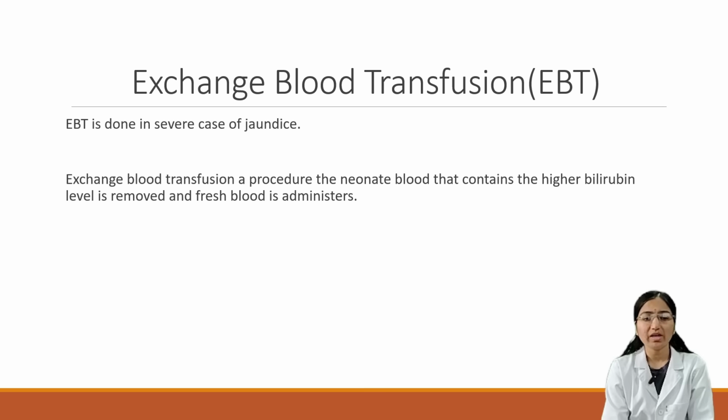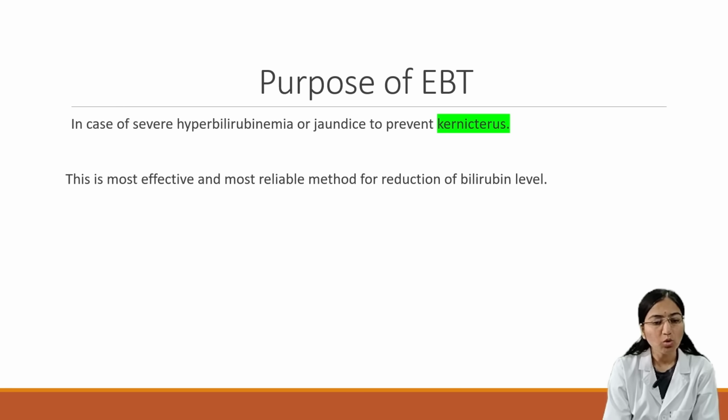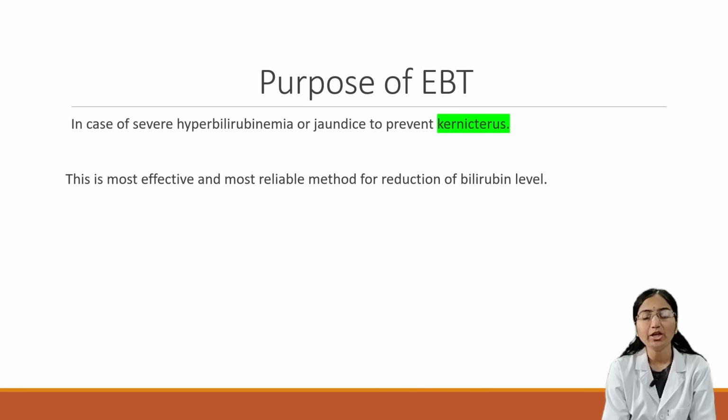The main thing of exchange blood transfusion is that the neonatal blood has a high bilirubin level, so we have to remove that and transfer fresh blood. This is the main motto of this procedure. Next, the purpose of EBT is in case of severe hyperbilirubinemia or jaundice, to prevent chronic kernicterus. This is the most effective and most reliable method for reduction of bilirubin level.